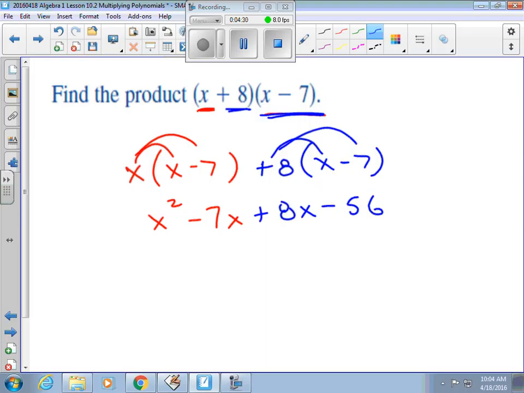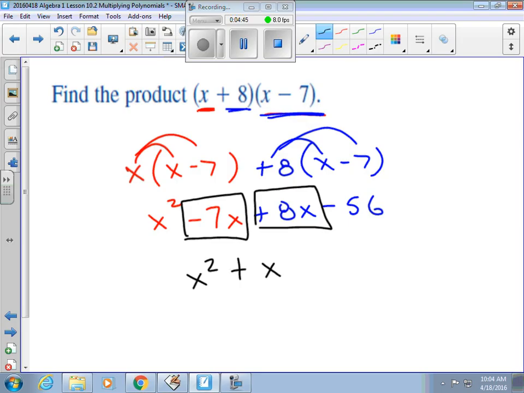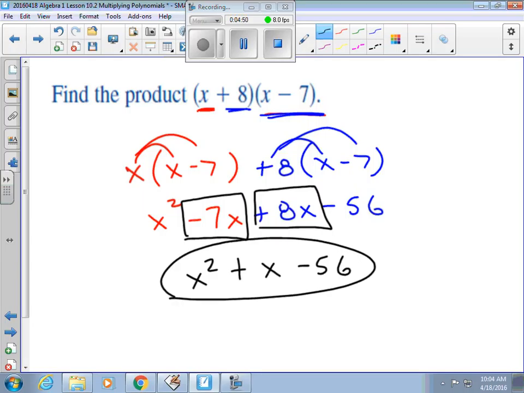After you do that, make sure you combine the like terms. Typically, when you do things like this, the like terms will be in the middle. You can see them very easily: negative 7x and positive 8x. When you combine those two, you get positive 1x. The rest of it will stay the same: x squared plus x minus 56. Here it is, the product of two binomials, x squared plus x minus 56.